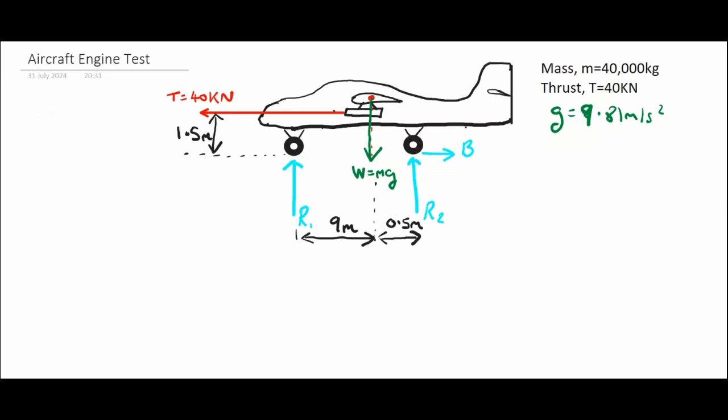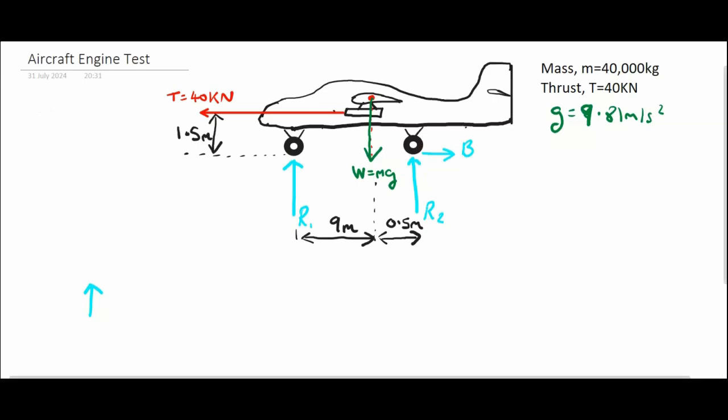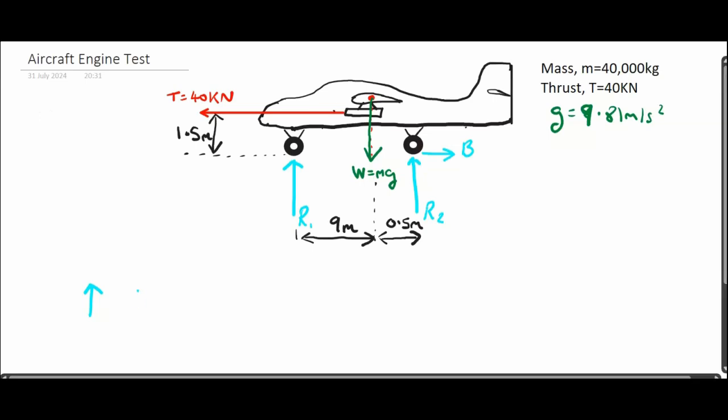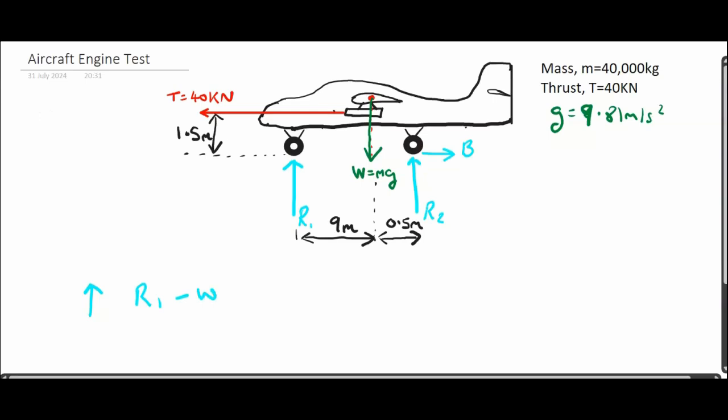So here we go. So if we resolve vertically, with upwards being positive, then we can say, starting from the left, we've got R1, and then we move across to the right, we've got weight coming down, so we can say that's minus W, and then we've got a plus R2, haven't we, because that's also acting upwards.